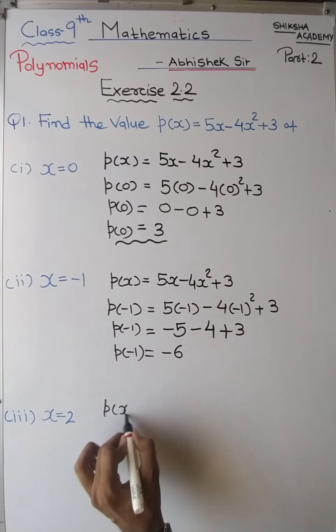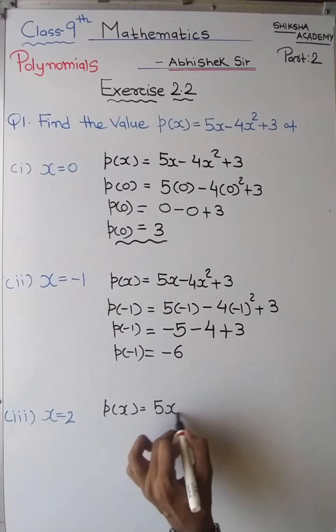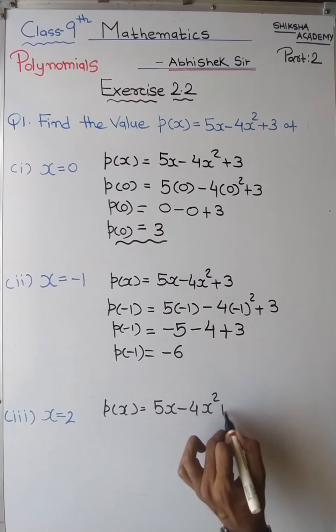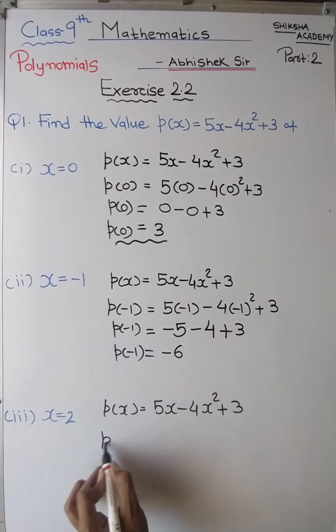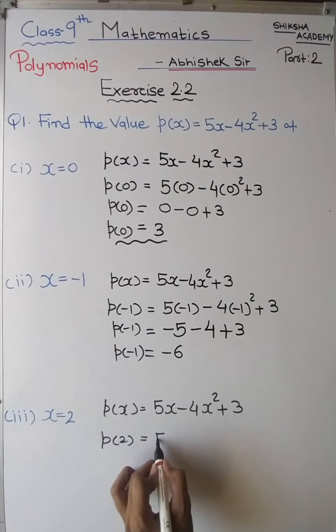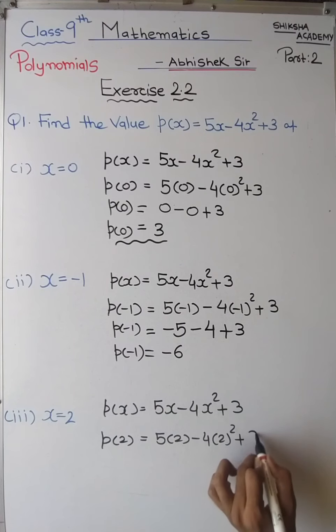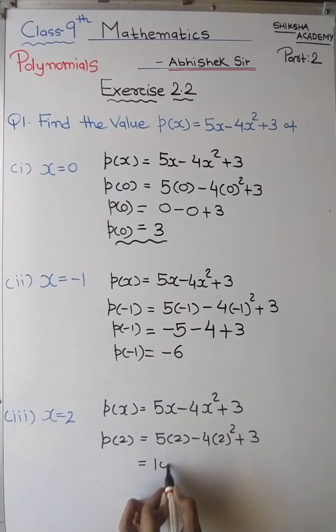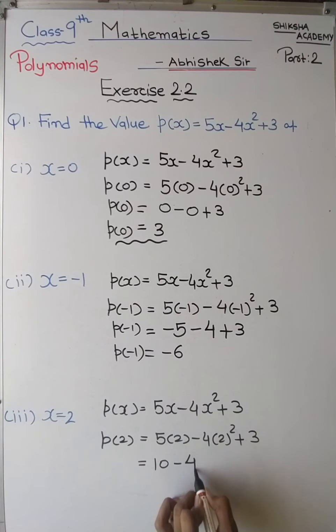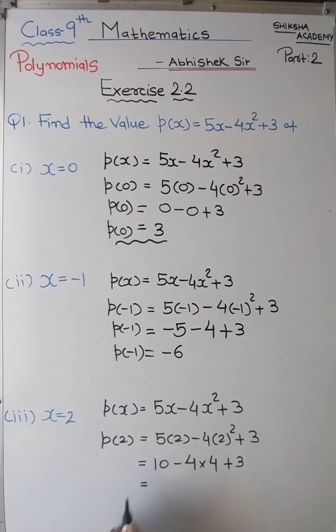Again, p of x equals 5x minus 4x square plus 3. P of 2, so it will be 5 into 2 minus 4 into 2 square plus 3. 5 twos are 10, minus 4 into 2 square, that is 4, plus 3. Now one step I am increasing just to simplify it. It will be 10 minus 4 fours are 16 plus 3.